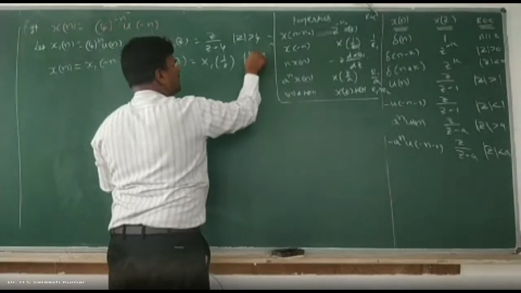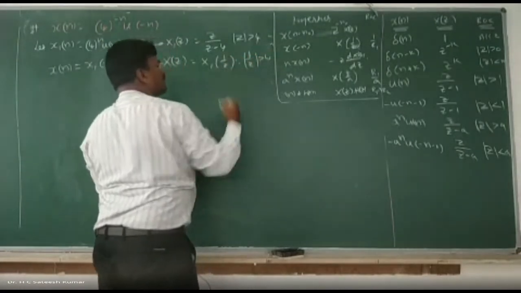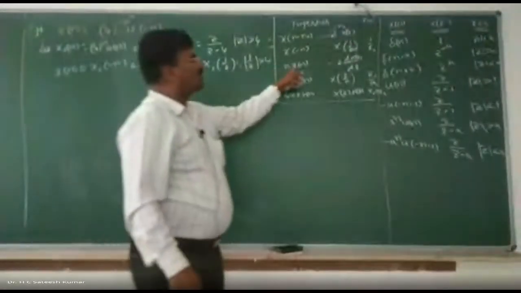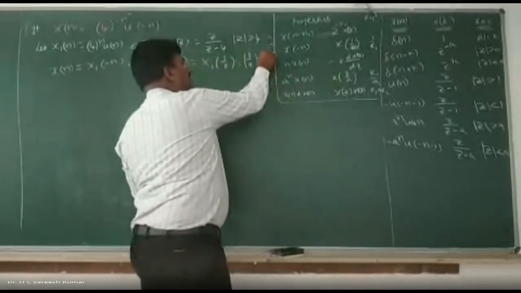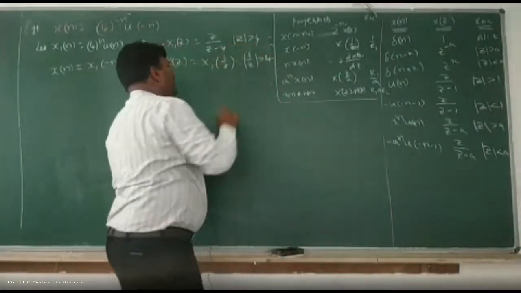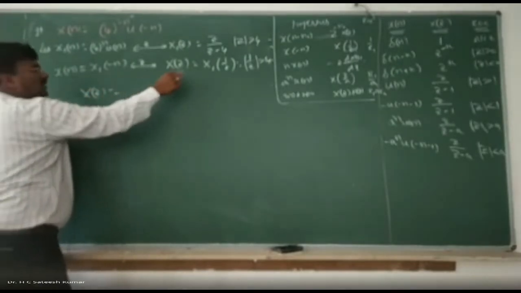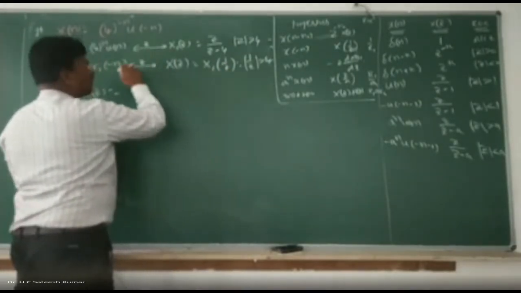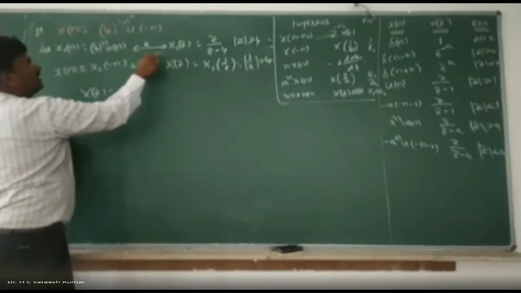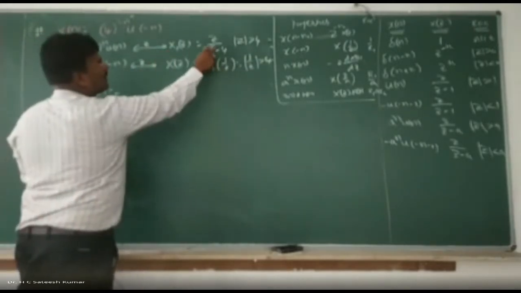Magnitude of 1 by z is greater than 4. ROC will also change. When the ROC changes, you should write it here. So 1 by R1 means 1 by z, I'll take it. Therefore, x of z is equal to, what is x1 of 1 by z? In x1 of z, replace z by 1 by z.